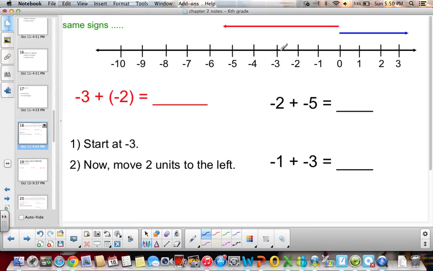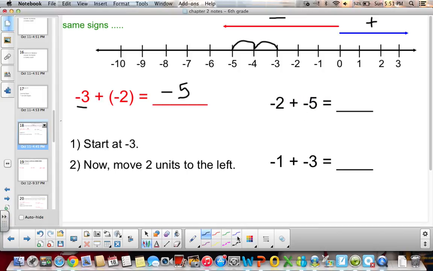If we want to add -3 plus -2, first of all, if we're adding a negative, we're going in the left direction. So we're going this way. So we start at -3, because that's where we're starting, and now we move 2 units to the left. We're going to the left because it's -2. So -3 plus -2, we do 2 jumps, and we get -5. We go further negative, so it makes sense that it's -5.